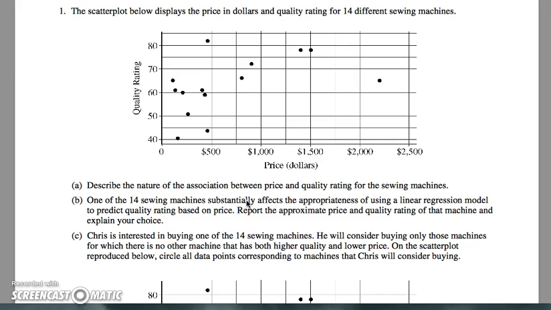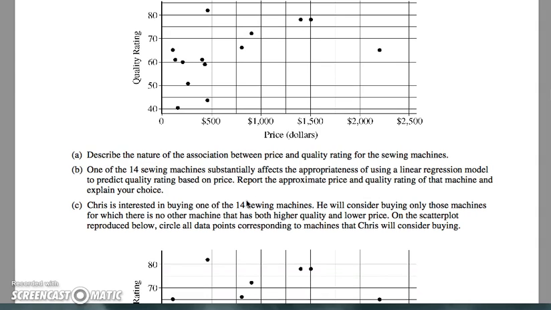Number 1. The scatter plot below displays the price in dollars and quality rating for 14 different sewing machines. A. Describe the nature of the association between price and quality rating for the sewing machines. B. One of the 14 sewing machines substantially affects the appropriateness of using a linear regression model to predict quality rating based on price. Report the approximate price and quality rating of that machine and explain your choice.